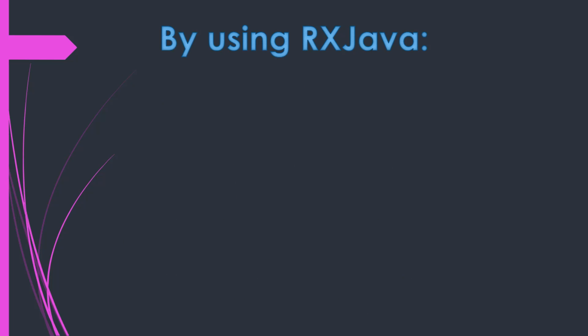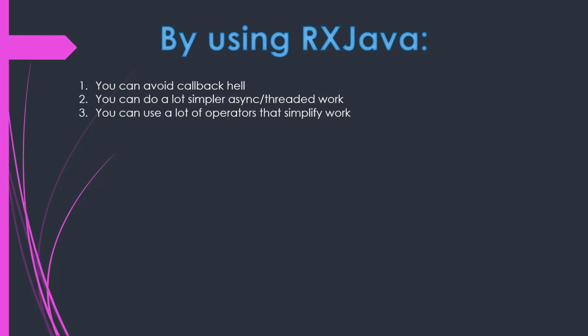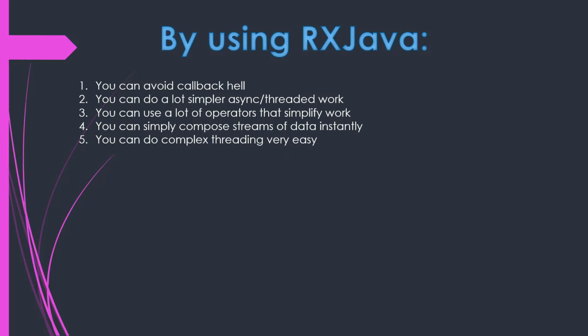By using RXJava or reactive programming, you can avoid callback hell. You can do a lot simpler async or threaded work. You can use a lot of operators that simplify work. You can simply compose streams of data instantly. You can do complex threading very easily. And finally, you can write a cleaner and more readable code base.